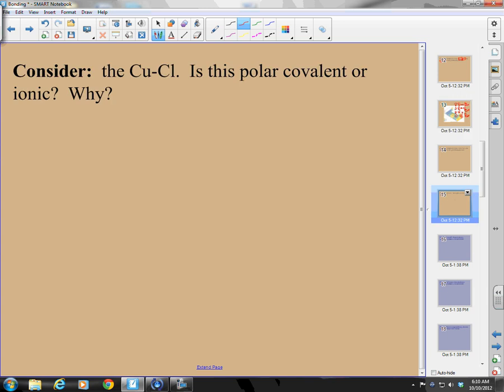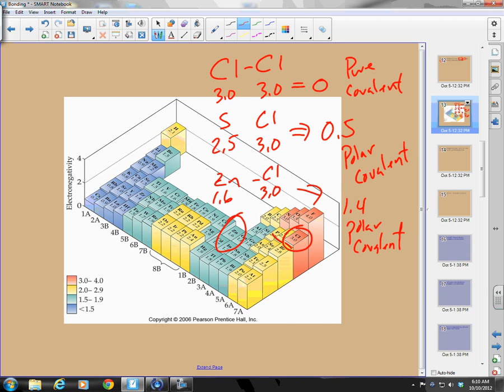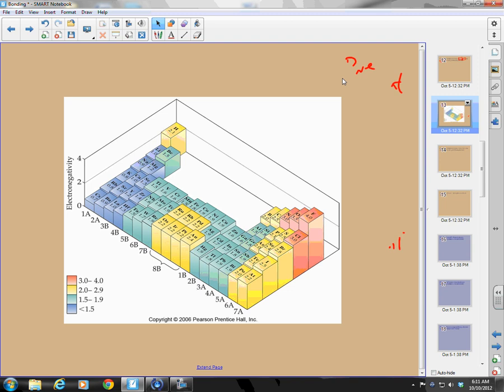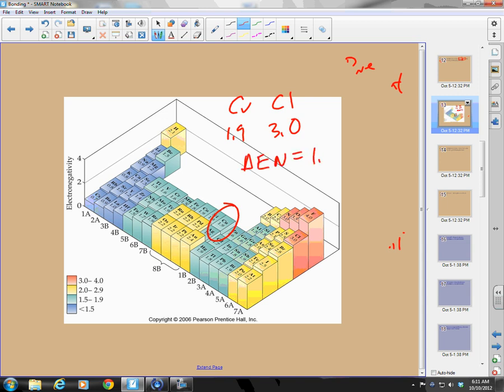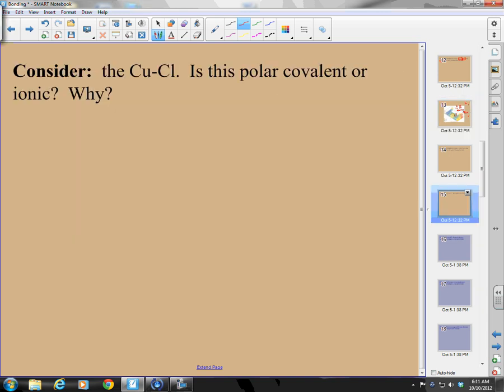Consider CuCl. Is this polar covalent or ionic? Okay. CuCl. I think we should be able to answer this, right? Cu is 1.9. Cl is 3.0. And I believe that is a delta EN equal to 1.1, right? So that's what I would say, that is polar covalent. Excellent. Good. So what do we come over here? What is this? I would say it is polar covalent.